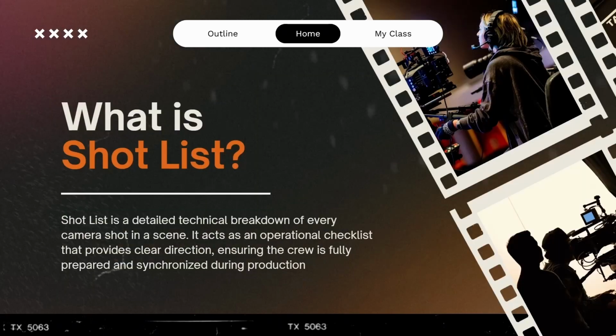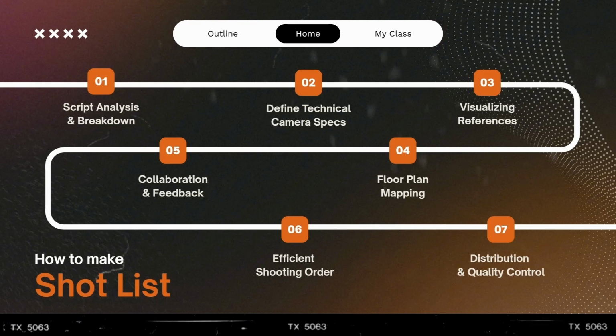Now, once we have our scene list, we break it down into a shot list, which is a detailed technical breakdown of every camera shot in a scene. It acts as an operational checklist that provides a clear direction, ensuring the crew is fully prepared and synchronized during the production. Now that we understand what a shot list is, let's move on to how we make a shot list. Creating a shot list is a meticulous process. Here are 7 practical steps that you should know.